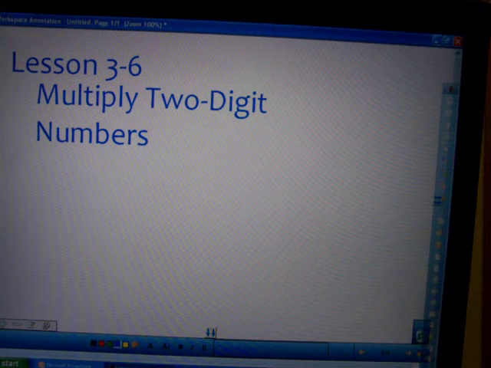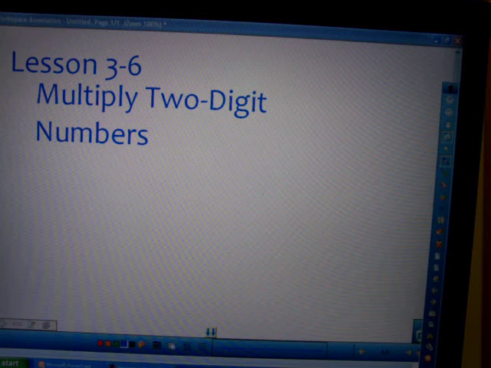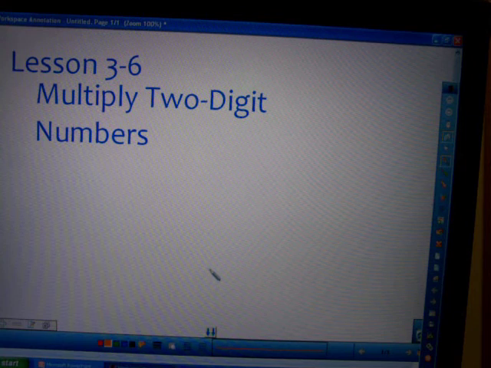This begins Chapter 3, Lesson 6, dealing with multiplying two-digit numbers. Before we get into that, though, let's just see how much you remember from multiplying one-digit numbers.